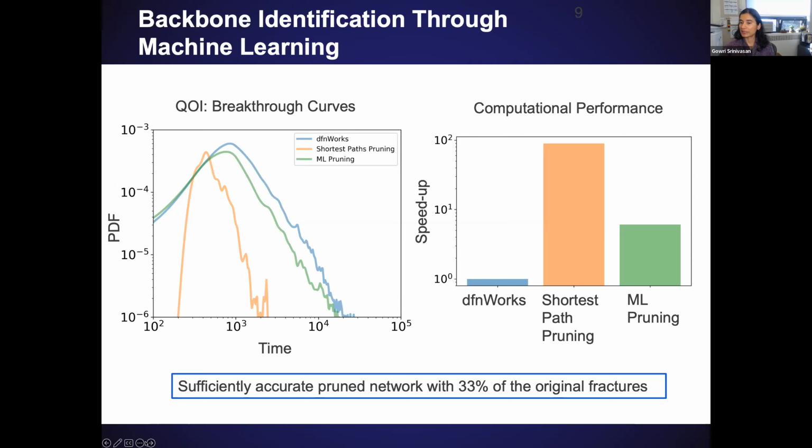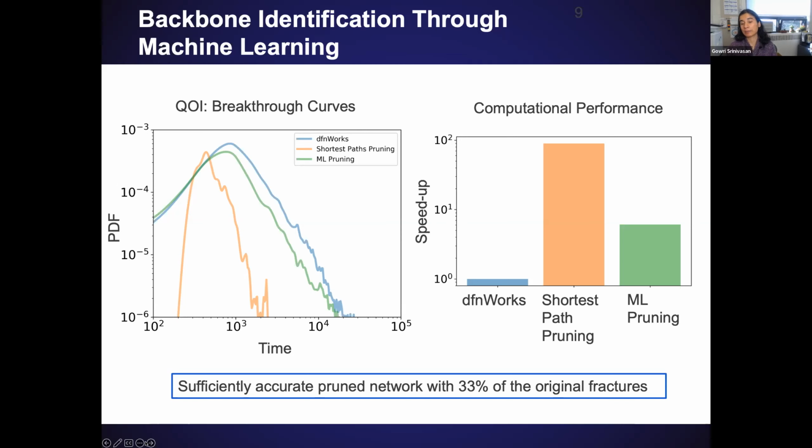We got a speed up of 10 times with the machine learning based pruning and about 100 times with the shortest path. So you can look at the breakthrough curves and tell me the shortest path curve is absolutely useless, if you want to look at the entire breakthrough curve. And I would say, yes, I agree. What it is useful for is this early part. If you're looking at times between 10 to the 2 and 10 to the 3, especially if you want to have a conservative approach, then the shortest path works.